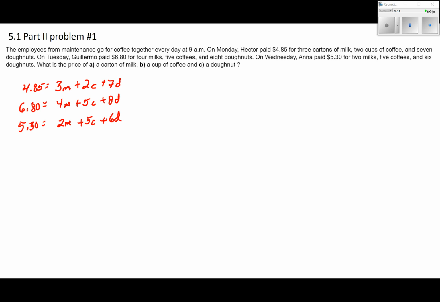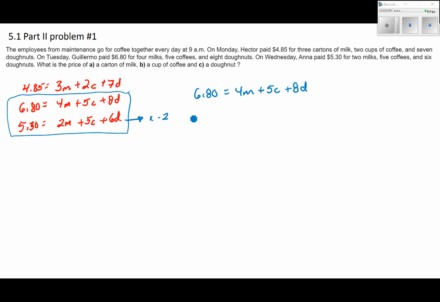So we're going to attack 2 equations at a time and try to eliminate a variable. If I were to choose, I'm going to choose these 2. And all I need to do now, if I want to eliminate a variable, is multiply this one by -2. So I have -13.6 equals -8M, -10C, -16D. This one remains unchanged. But now the bottom one becomes a -4, so that allows me to add and then eliminate.